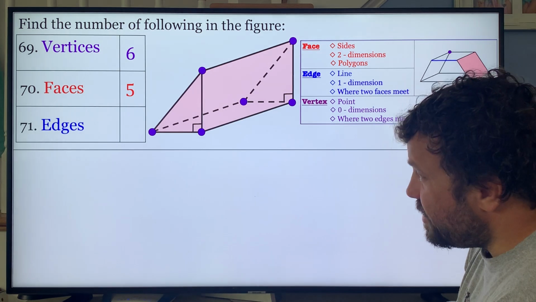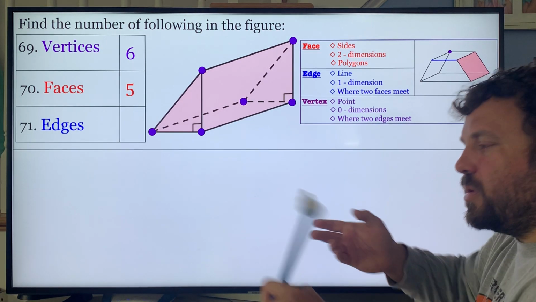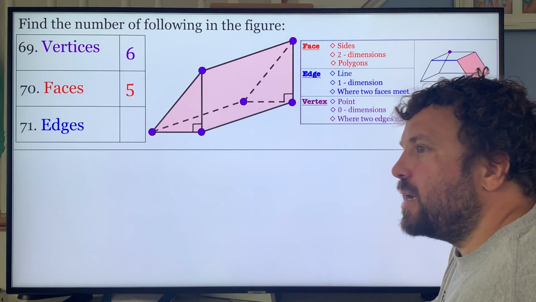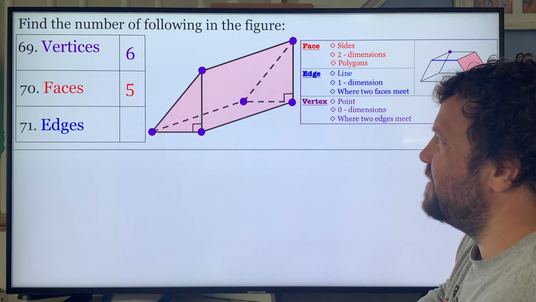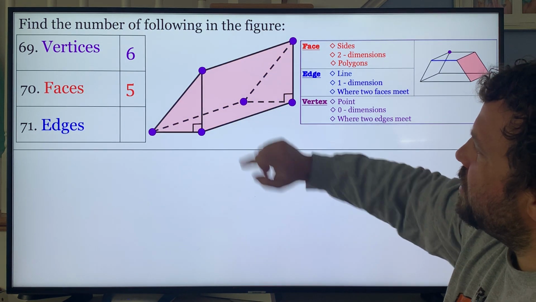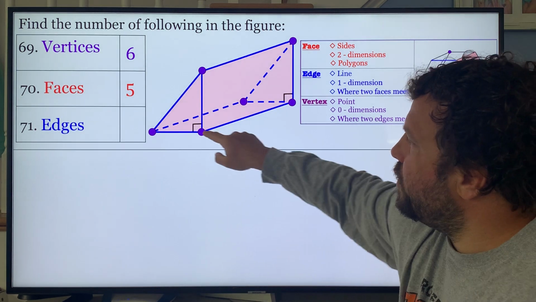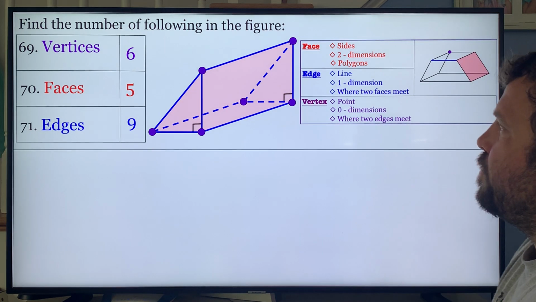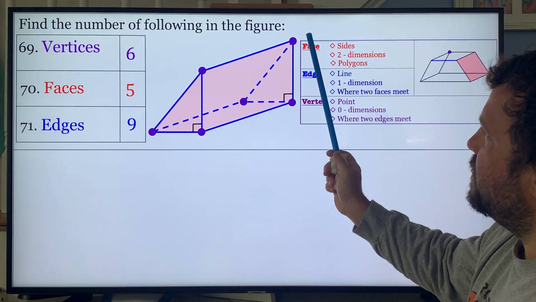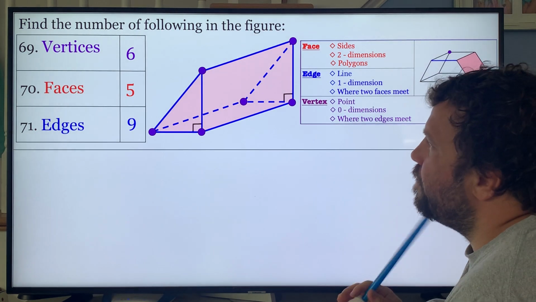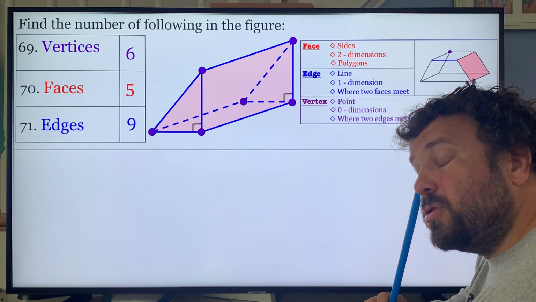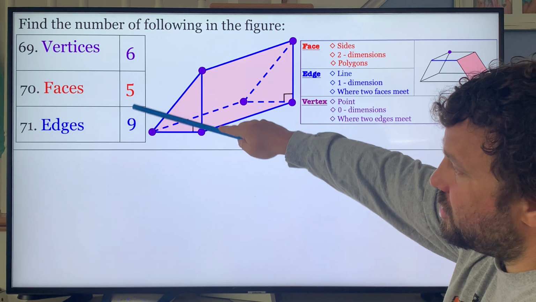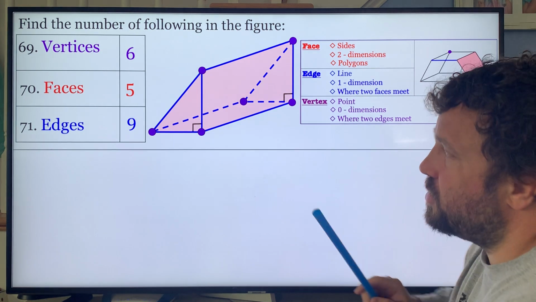Problem 71. The edges. The edges are the actual lines where the faces meet, okay? So if you had a box, that would be the edges of the box. So it's where, watch this, the black turns blue. So 1, 2, 3, 4, 5, 6, 7, 8, and 9. Now, the way to check this is you use Euler's theorem if you want to check your answers. The edges plus 2 equals the number of faces plus vertices. So 9 plus 2 is 11 equals 5 plus 6, which is also 11.